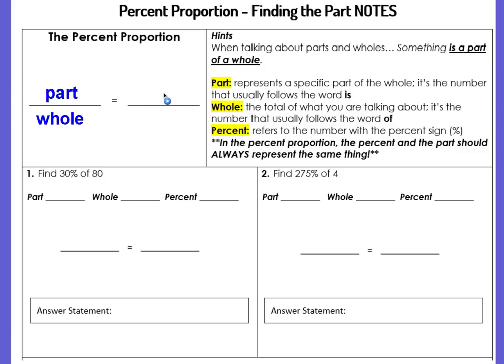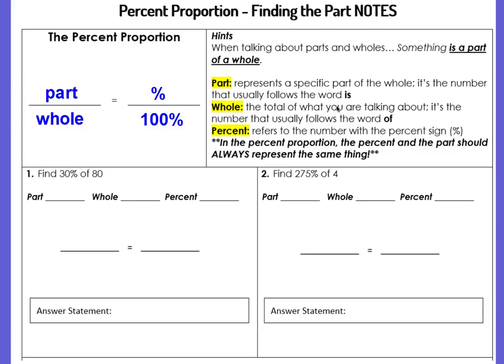And then the second ratio is going to be your percent. The percent that you're given, or maybe that you need to find, out of 100%. The percent that you want here is a part, and the whole is always going to be 100%. Remember, we've talked about this lots and lots of times. Percent means per 100 or out of 100. It's a comparison of a number to 100. Always, always 100.